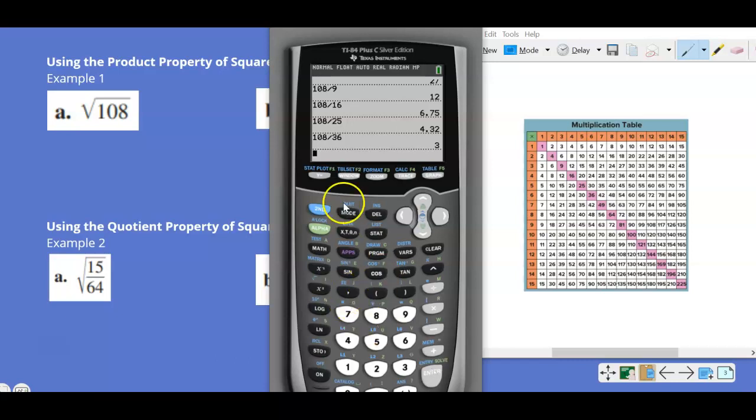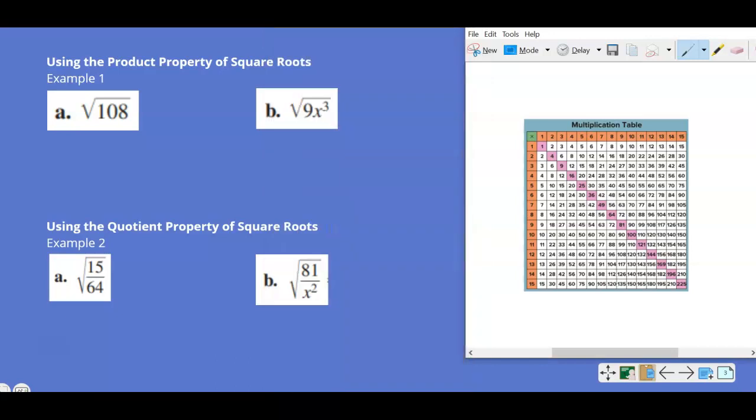All right, so 36 is 6 times 6, 6 squared, and 3 is a prime number. So I know that 36 times 3 is going to be my largest perfect square. So even though 4 was a perfect square and it worked, and 9 was a perfect square and it worked, those were not the largest perfect squares. So I had to keep going till I found the largest perfect square. So 36 times 3 is 108.